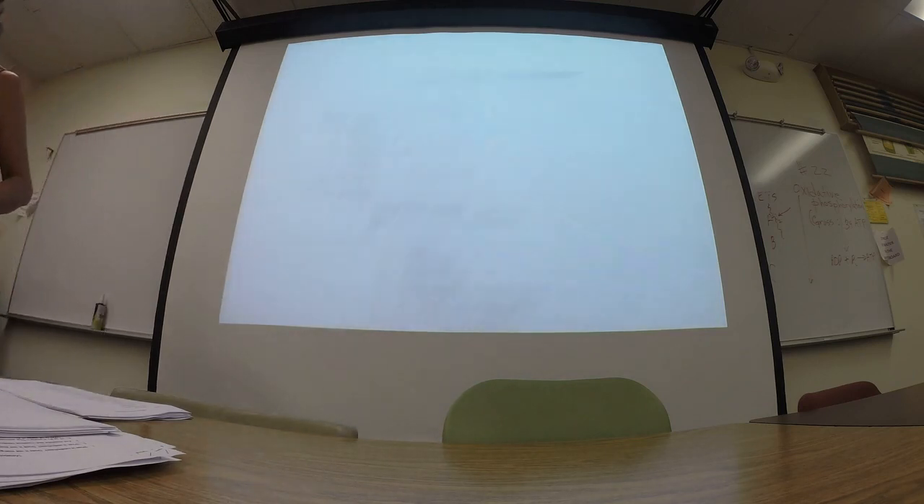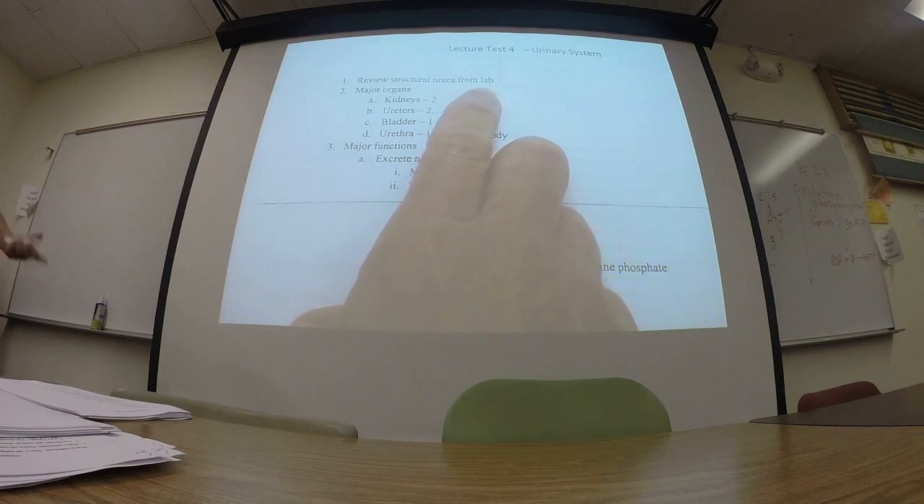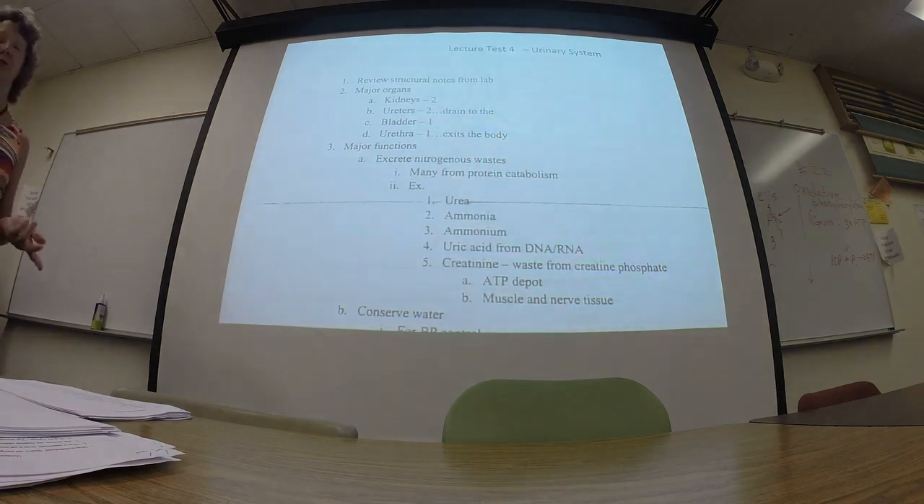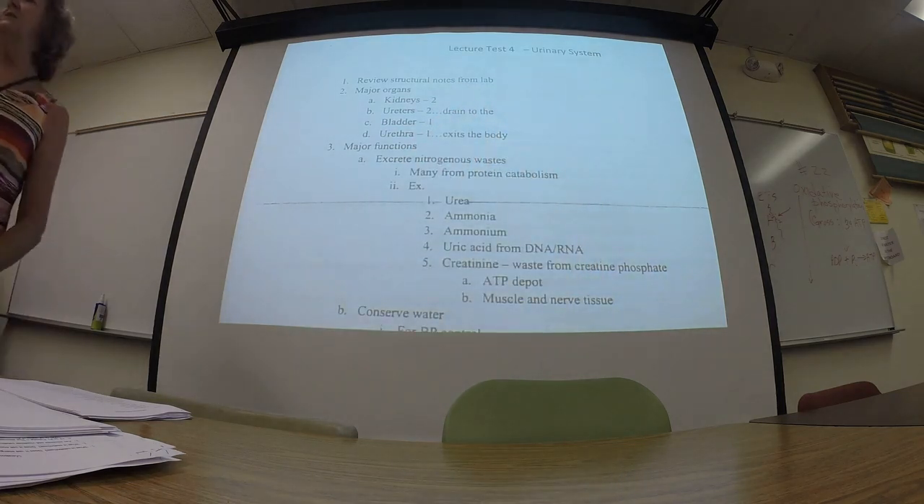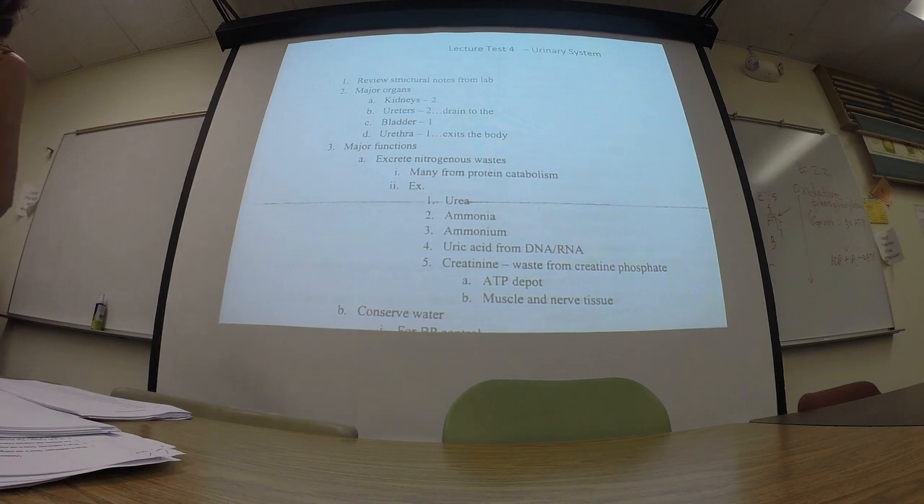Now, you notice the first thing it says: review the structural notes from lab. So that's the big anatomy thing that we had. We actually had 2 labs you need to review. The one that did the major and minor calyces and the blood vessels through the kidney, you need to review all that prior to this lecture test. And you need to review the urinalysis sheet that I gave you. The 2 left-hand columns particularly, where it said these are the characteristics you have to look for in urine, like pH and color and odor and so on.